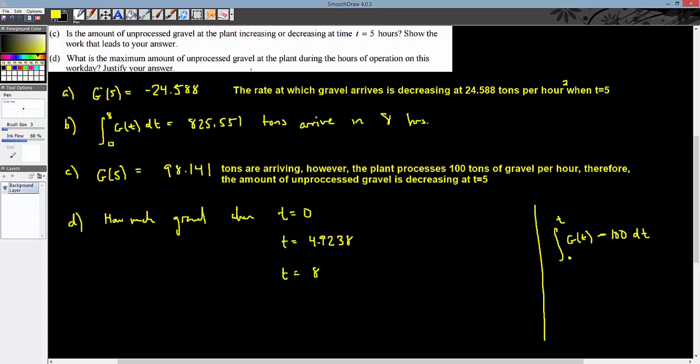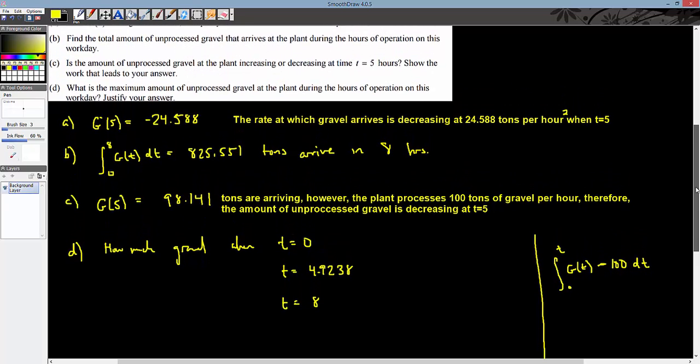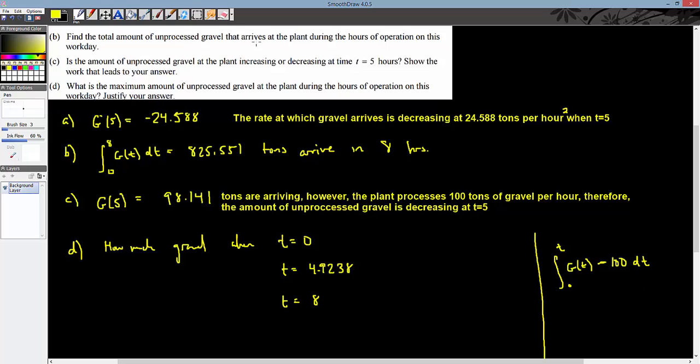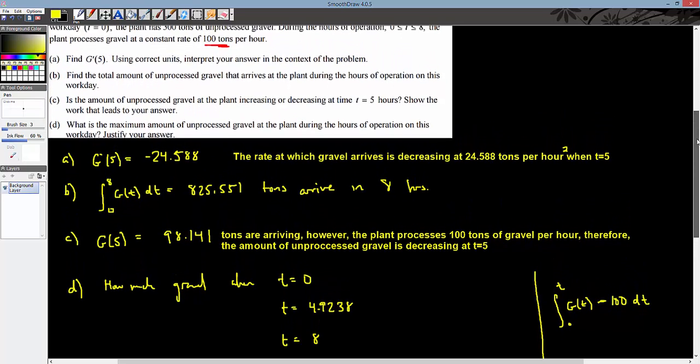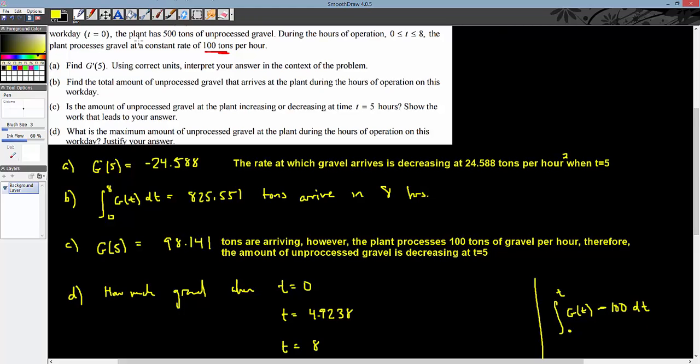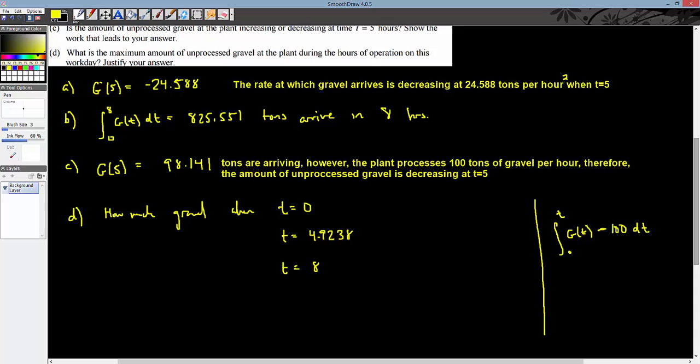Now, when we talk about how much unprocessed gravel is at the plant, that is different than how much unprocessed gravel is arriving at the plant. So if we just want to talk about how much gravel is at the plant, we have to consider how much gravel we started out with in the beginning. Now, they told us that in the beginning of the problem. They said that at time equals 0, the plant has 500 tons of unprocessed gravel. So right after my integral, I'm going to add 500 after that.